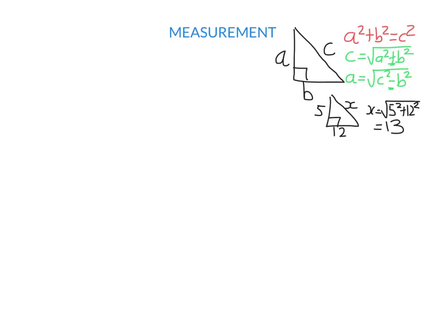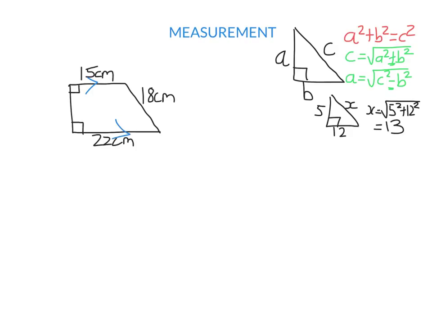So Pythagoras' theorem can also be useful for solving other problems in measurement, problems involving area, surface area, or volume. So let's have this shape here, and I want to find its area. This shape here is a trapezium, so it's got one pair of parallel sides. So this side and this side have to be parallel because of the two right angles. The formula for a trapezium is that area equals h over 2 times a plus b.